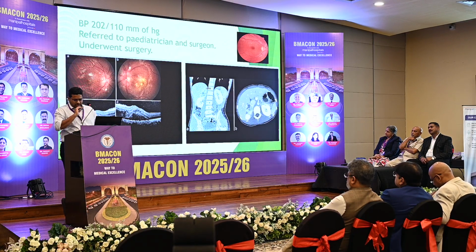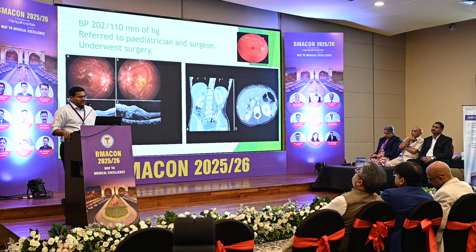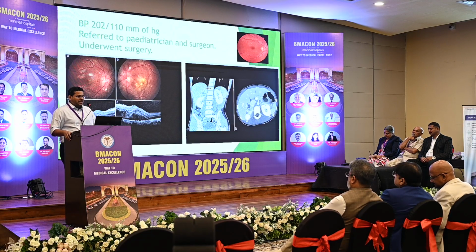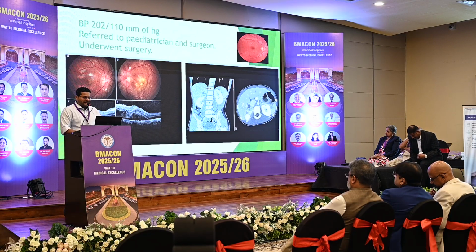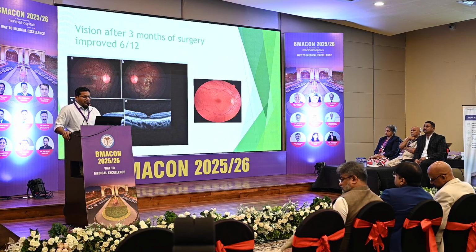So same scenario. Blood pressure was 200 by 110. Obviously, a 13-year-old boy, we need to think something else. So I had to refer it to a pediatrician. They did an evaluation for that, and there was a mass above the kidney. It came out to be pheochromocytoma. So that's what happened. And obviously, it was treated by a pediatric surgeon. And the vision after 3 months of follow-up improved to 6/12. Again, no intervention from my side.